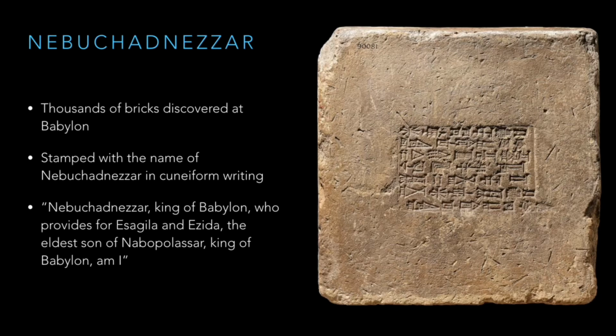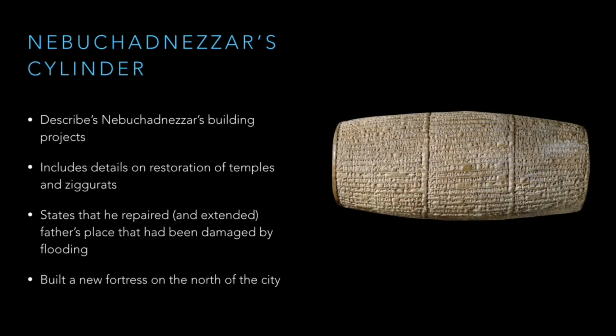So Nebuchadnezzar was very proud of his building achievements. He actually records his building projects on clay cylinders that were deliberately buried in the foundations of his structures. This is just one of several that describe his building projects. This example includes details of him restoring temples and ziggurats. It states that he repaired and also extended his father's palace that had been damaged by flooding. It also describes how he built a new fortress on the north side of the city.